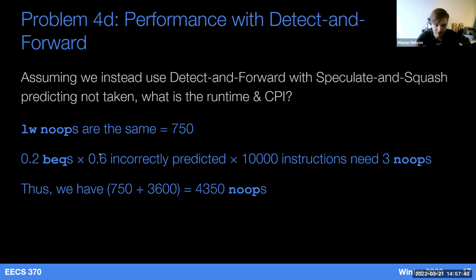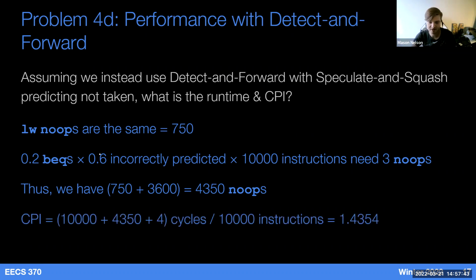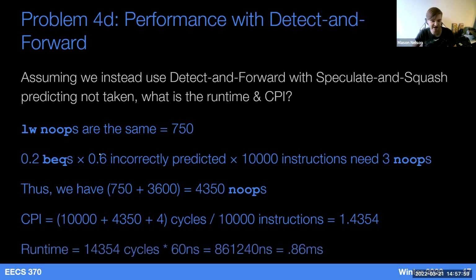Now we can put that in our numerator again, and we have a CPI of 1.4, which is down from 1.7, but we still see that our NOPs from hazards are taking almost a third of our runtime. Multiplying our total number of cycles by 16 nanoseconds again, this time we get 0.86 milliseconds, which is pretty good. And that's pretty close to what we previously thought was the theoretically optimal achievable runtime, which was also 0.86.